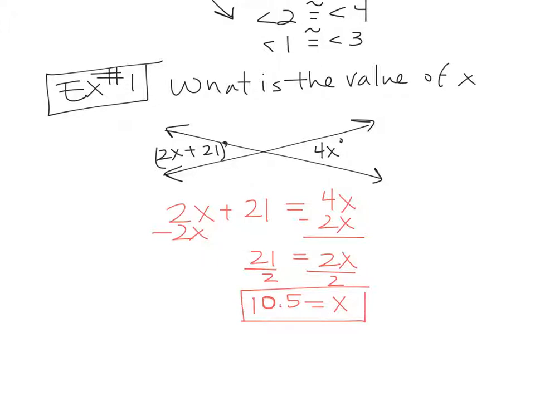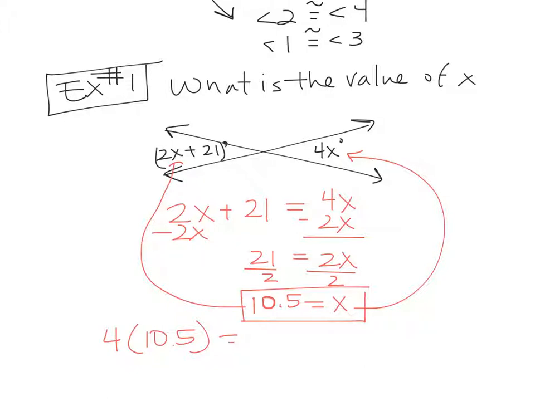What do you do? Angelina knows. You just plug it back in, right? You take your x and you plug it in here, or you plug it in there. Find the measure of the angle. So 4 times 10.5 would make that a 42-degree angle. So if they ask you for the angle, plug it back in. If they ask you for x, you don't have to plug it back in. Questions on that?